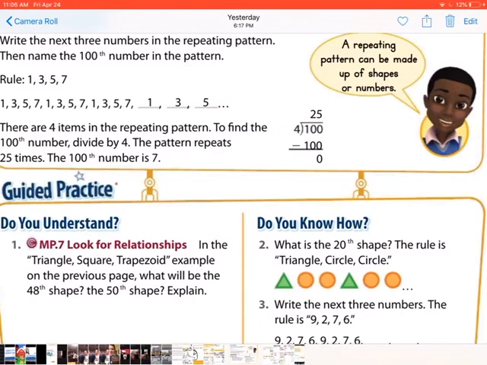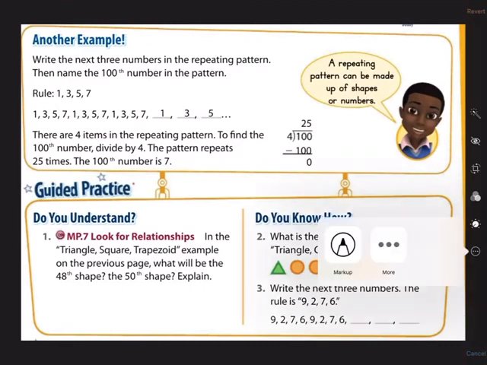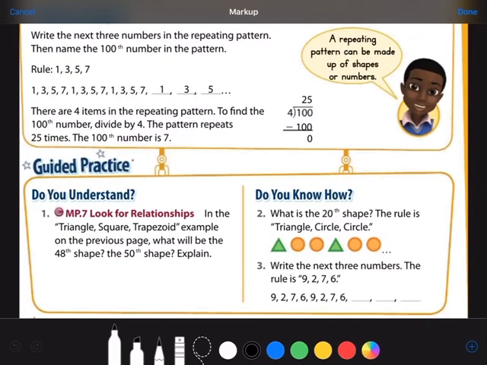Let's look at the top of the page here. They have another example for us to look at. So let's do that. It says, write the next 3 numbers in the repeating pattern. Then name the 100th number in the pattern. They gave us our rule. Write the next 3 numbers. That was the first thing we had to do. And then name the 100th number. That was the second thing we had to do.